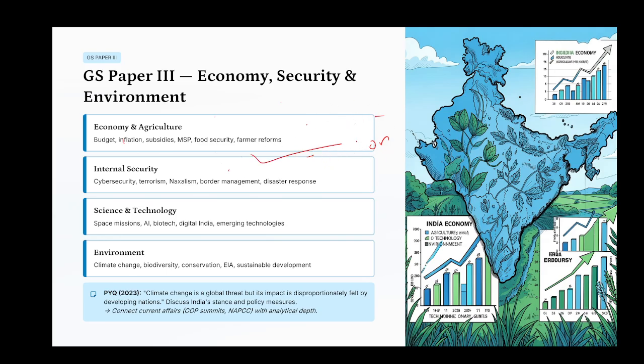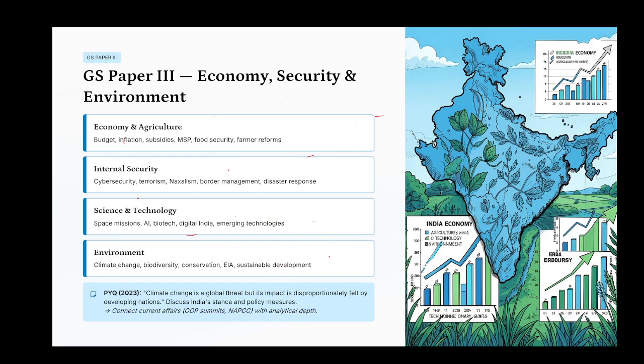Next one is internal security, meaning cyber security, terrorism, nationalism, our border management, and disaster response; that all will be in the security part. Another one is science and technology, that is space missions, emerging AI, Digital India; that all will be in science and technology. And next one is environment, that is climate change, biodiversity, conservation, sustainable development; that all comes under the environment part.